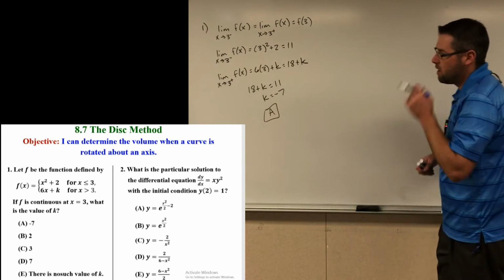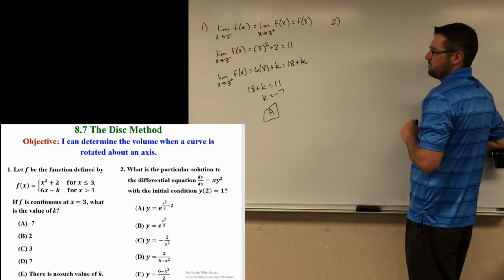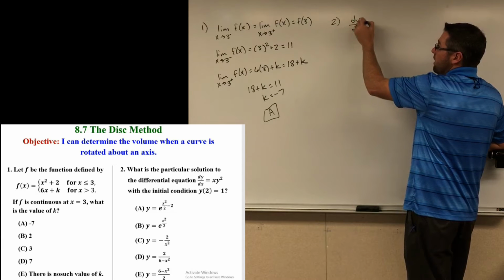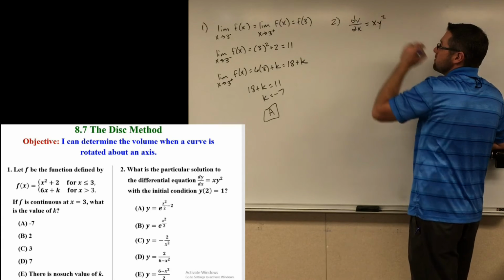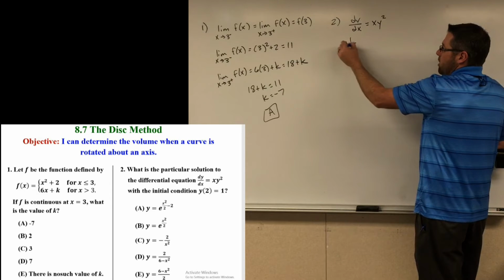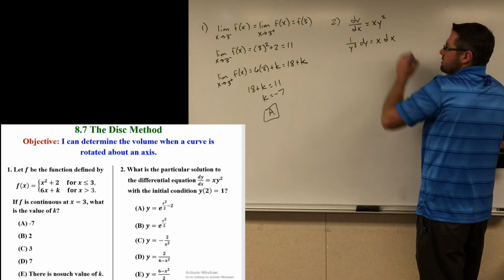All right. Number 2, we're looking for the particular solution. So what does that mean we're trying to find? We're trying to figure out what y is. We've got to solve for y. So what's the first step in this? Separate the variables. So when I separate it, I get 1 over y squared dy equals x dx.